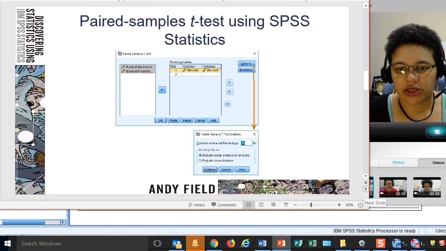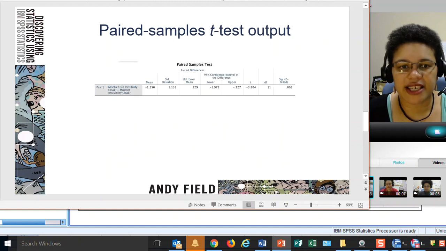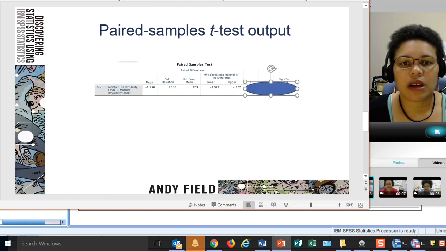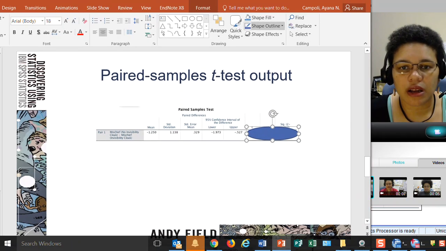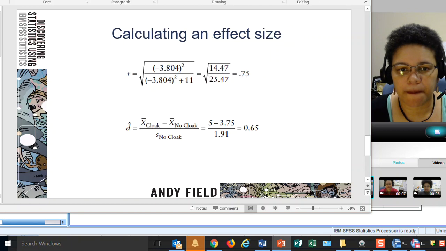The correlation, we saw that already. This is the information we're really looking at. Let me grab a circle, no fill. See what I'm talking about? The t-value, the degrees of freedom, and the p-value associated with that t-value. Effect size again, which we're not going to worry about.